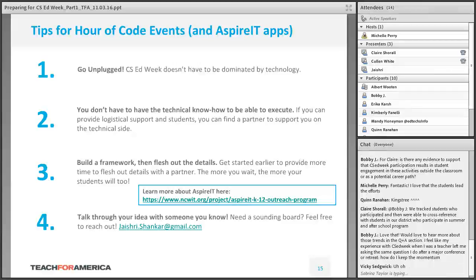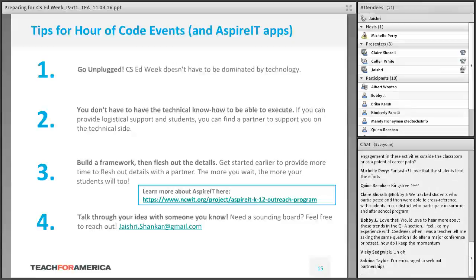So I love unplugged activities. I taught in a place for 3 years that did not have consistent internet access, and that also did not have access to technology for all kids. And so making sure all kids had an hour of code or had exposure to some type of event meant going unplugged. So my challenge there would be to think outside the box if you're not able to provide technology.